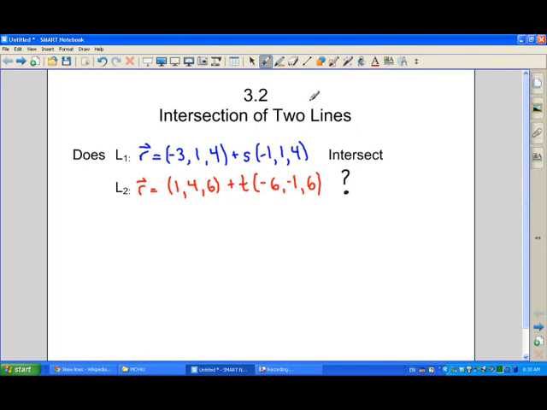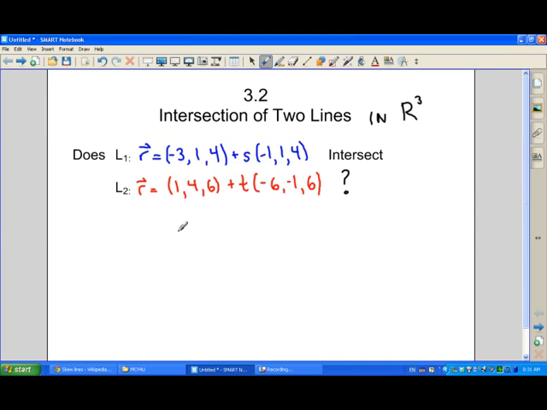Hello everyone, welcome back. Today we're going to be looking at how two lines can intersect and interact in 3 dimensions. So we'll be talking about the intersection of two lines in R3. And to start with, we'll take a look at this problem. Does line 1 intersect line 2? I have 2 different equations of lines there.